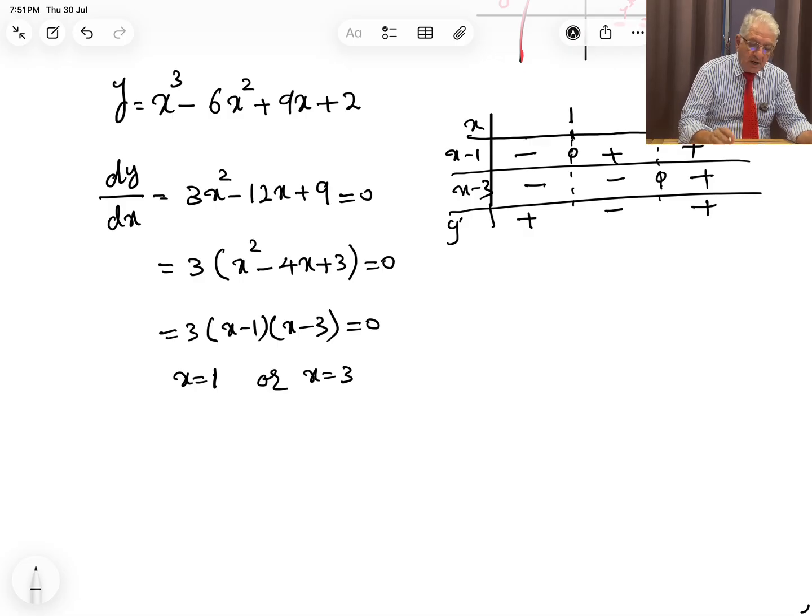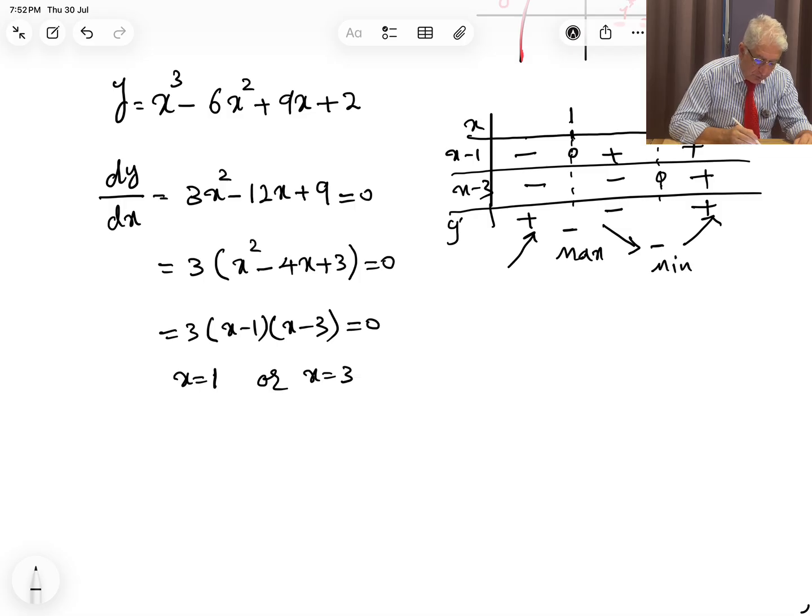What do you understand about this? I understand my function is increasing here, it will remain flat at one point only, and then decreases, and then it will be flat, and then increases. Therefore, I can say there is a maximum here and a minimum here. Therefore, at x equal to 1, I can find the value of y by substituting here: 1 minus 6 is minus 5, plus 4 plus 2 is 6. And when x is equal to 3, I can find the value of y.